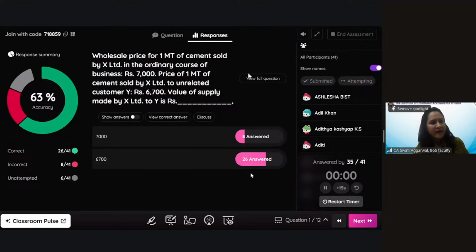See, in this question, the correct answer is option B, which has been answered by 26 students. So we can see that 63% have given the correct answer. Now you will ask why option B? The reason being the value of supply is the price which is actually paid or payable, not the wholesale price. So what amount is actually payable in this case? The amount is rupees 6,700. So 6,700 is your answer.